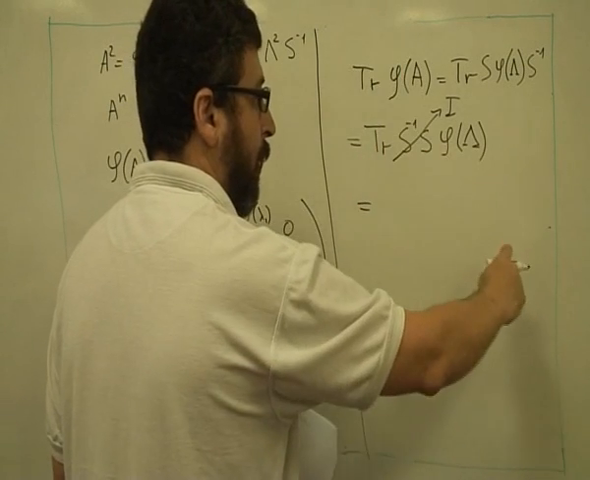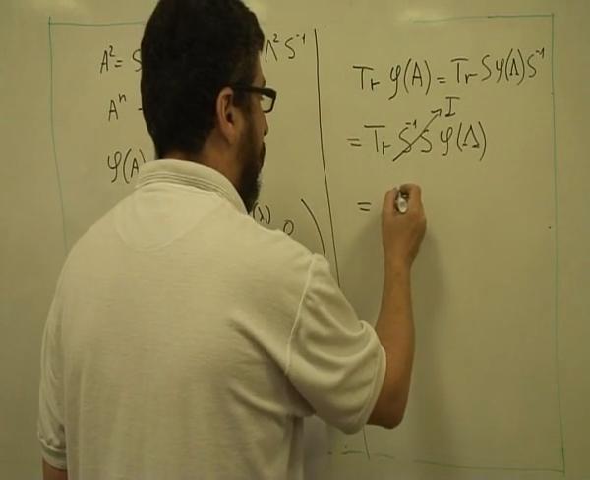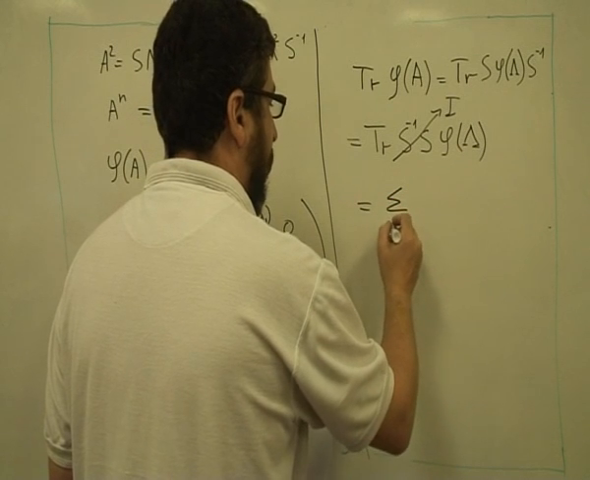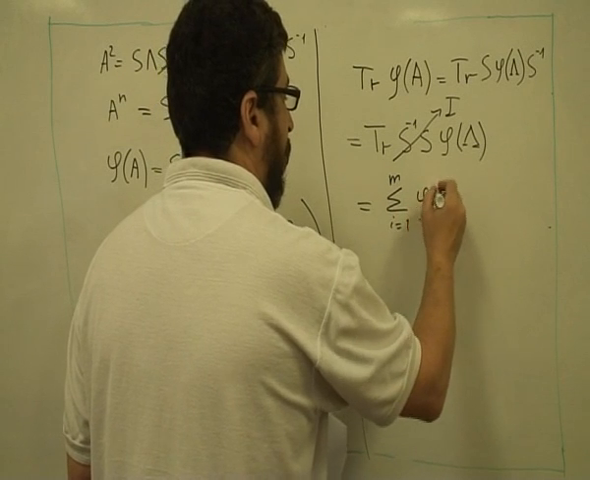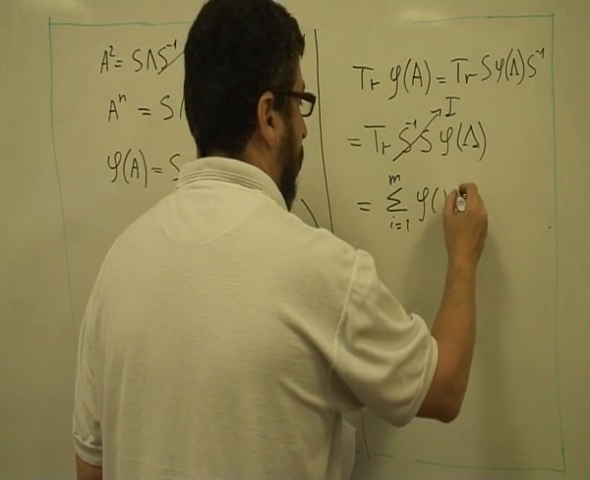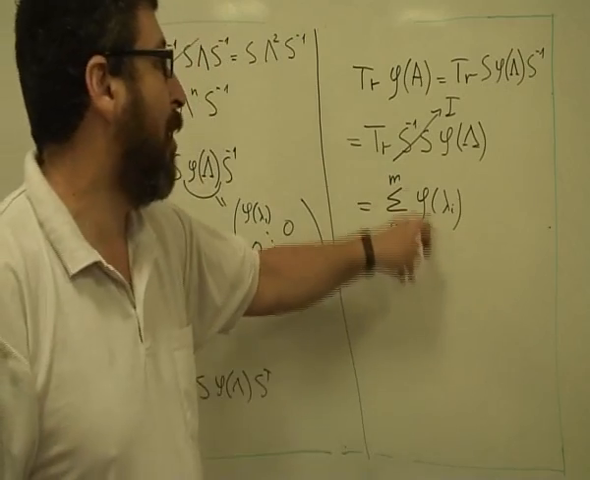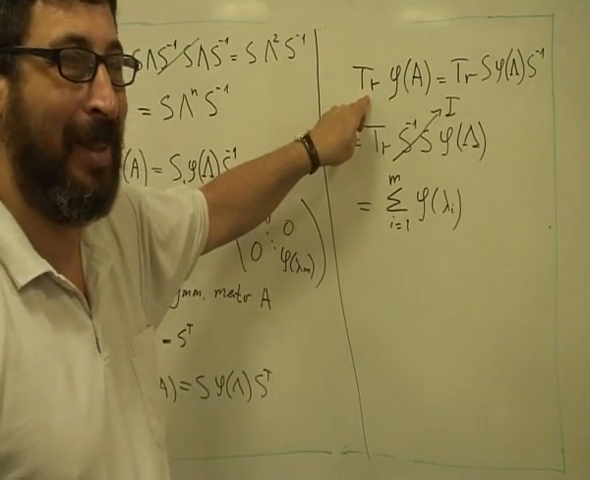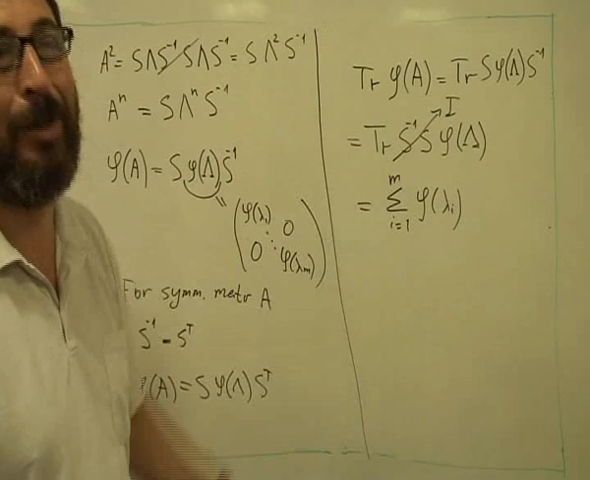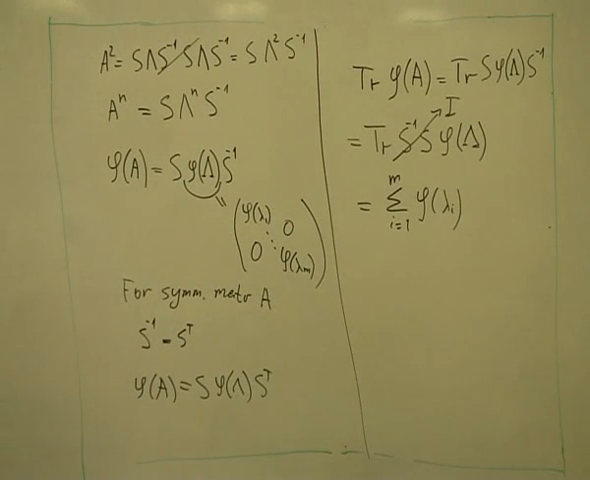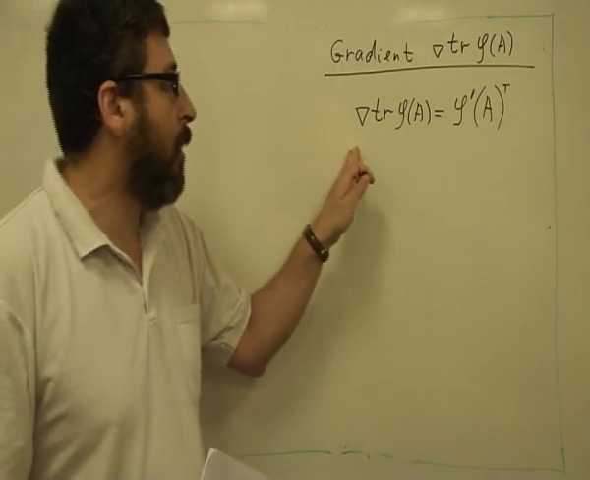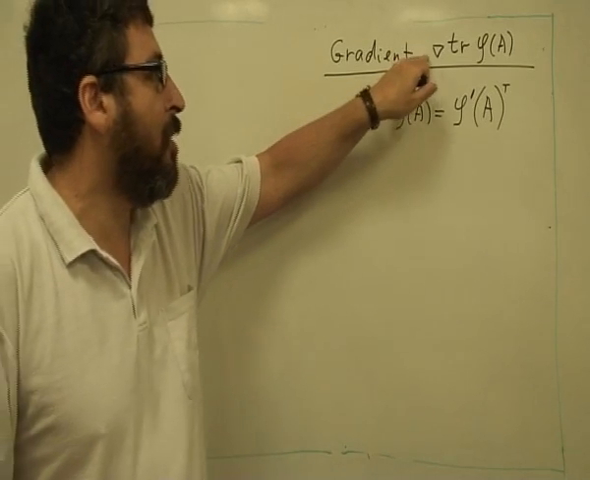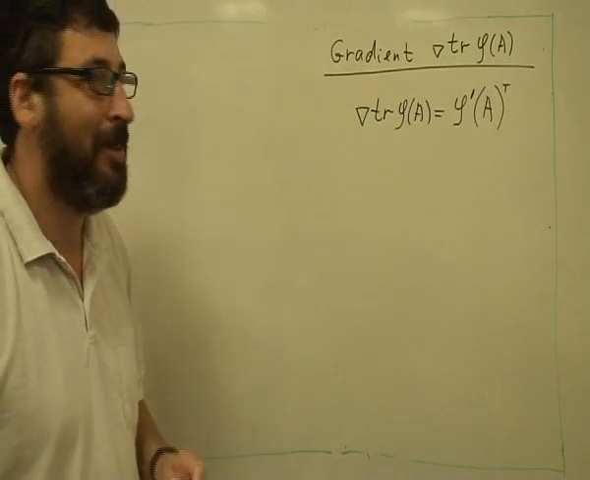Trace is the sum of diagonal entries. It's actually the sum over i from 1 to m of phi of lambda i. So this is a very useful formula, and we will use it in order to get the gradient of log det in semi-definite programming. What we will also need is a gradient of trace of a matrix function.